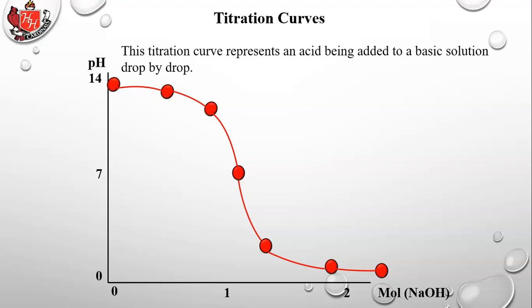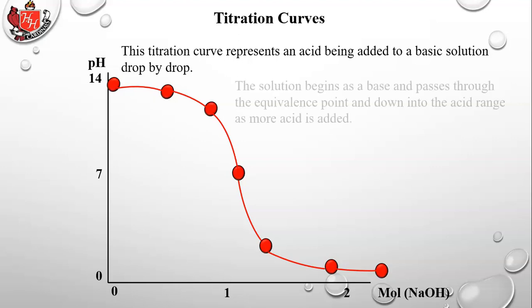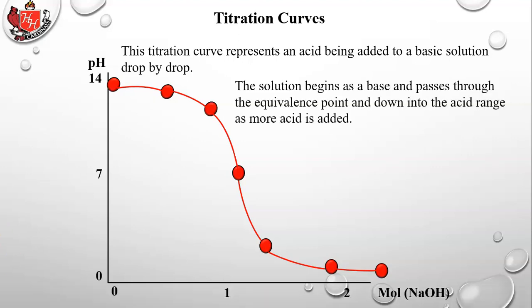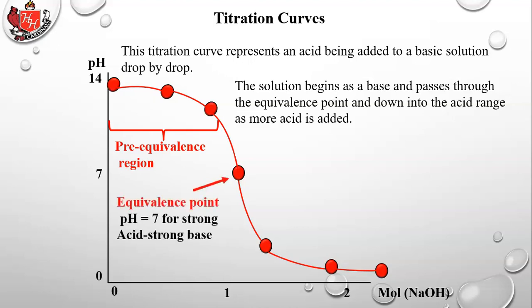This titration curve represents an acid being added to a basic solution drop by drop. The solution begins as a base and passes through the equivalence point and down into the acid range as more acid is added. There's the equivalence point where the pH is 7, and then down below, the post-equivalence region.